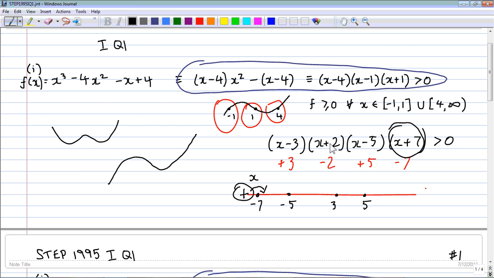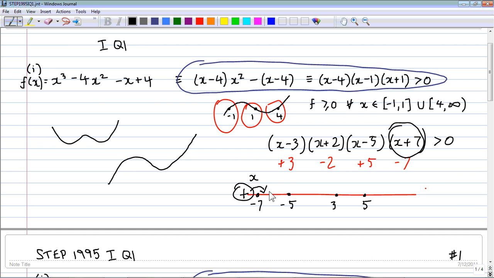Sorry, these will all still be positive. So we've... Sorry, what am I saying? If x is less than -7, then yeah, I got it the wrong way around. If x is less than -7, then all of these quantities are positive, aren't they? Because x minus... Sorry, I'm being stupid. X less than -7, they're all negative.